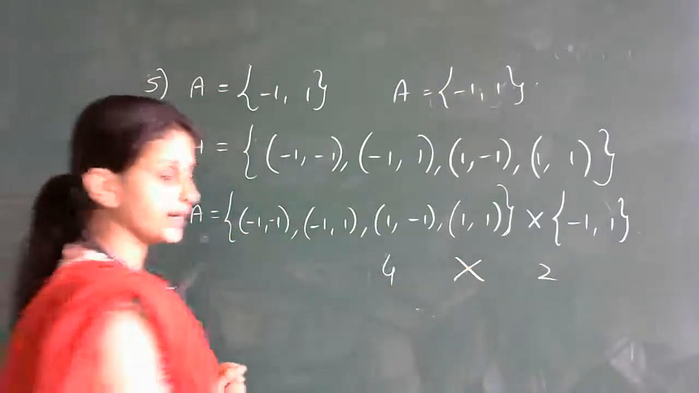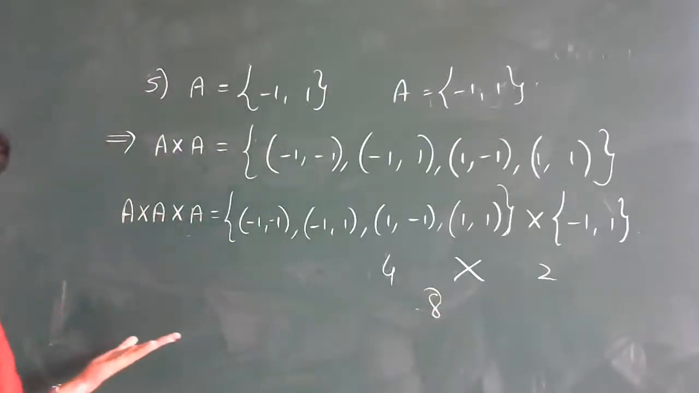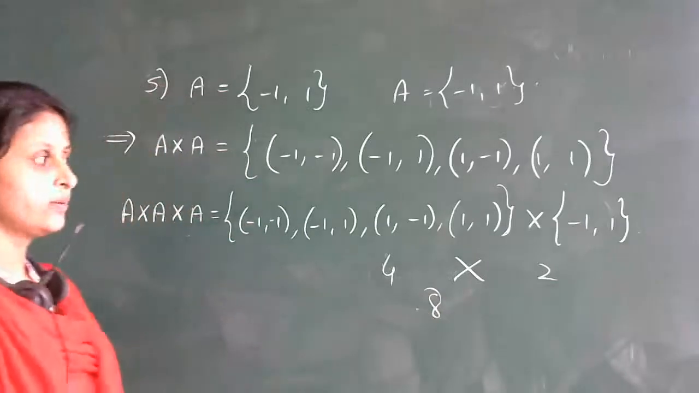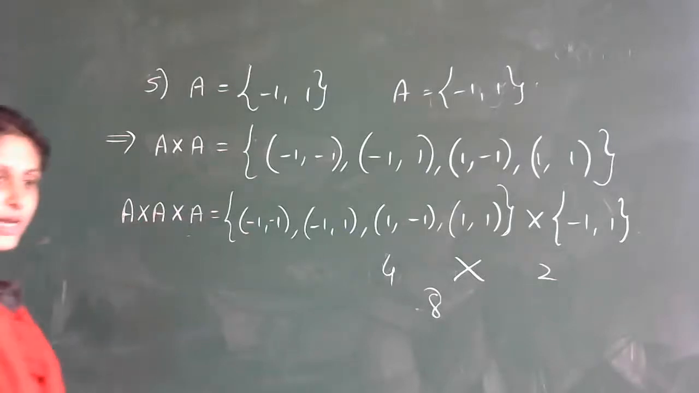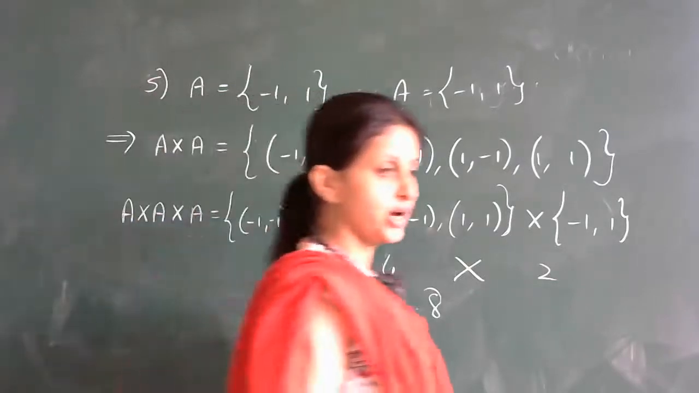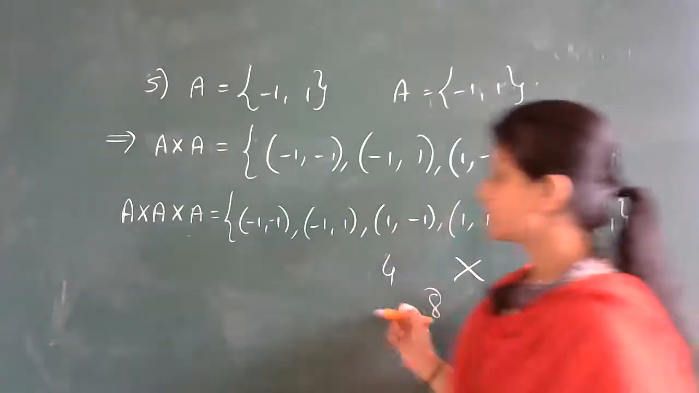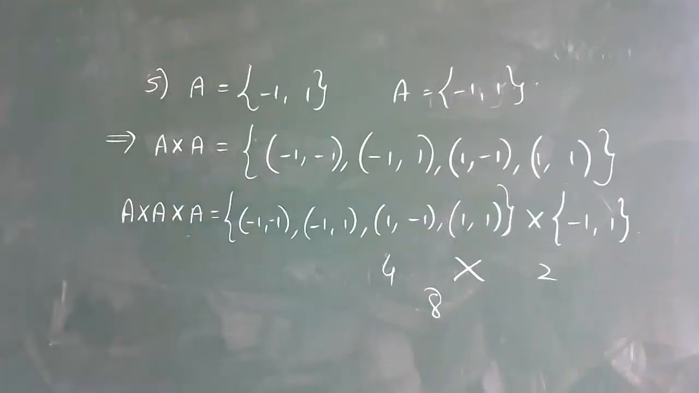It will be 8, right? Why can't you answer rightly? It will be 8, right, students? See, 4 into 2, 8. So totally we will be having 8 elements in this Cartesian product A cross A cross A. I hope now you all will agree with it. Totally how many elements will be there in A cross A cross A? We will be having 8 elements.